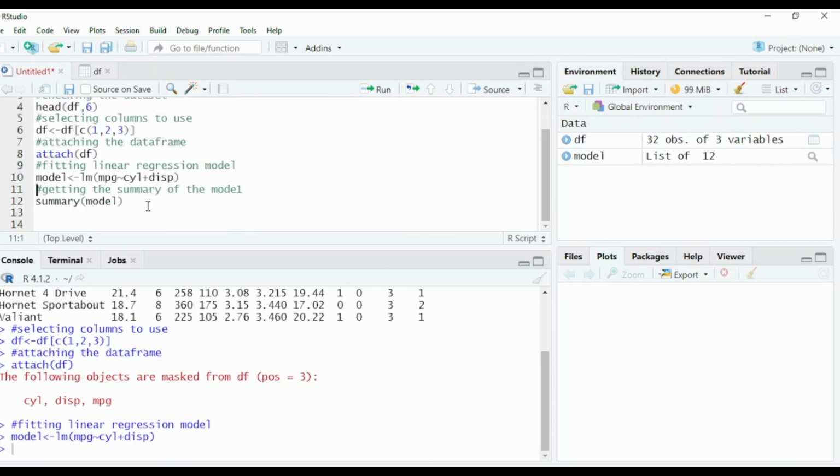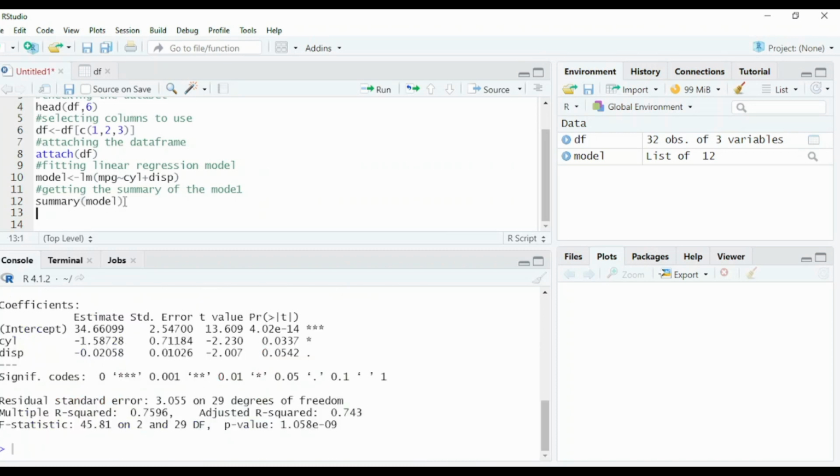So guys, if you want to fit a linear regression model in R, just type in lm, then this is the dependent variable, and these ones are the independent variables, or this one is the response variable, and these are the predictor variables. So let us now get the summary of the model that we have just created.